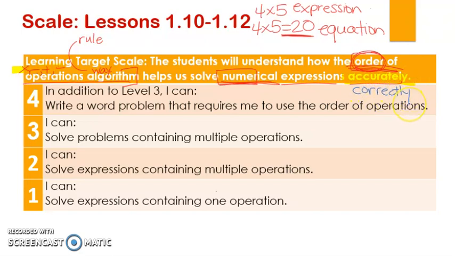So let's tie that all together. We want to use the order of operations rule to help us solve expressions the right way or correctly. And that's exactly what it means. And so our goal is to solve problems containing multiple operations, which means hopefully we can solve problems that have multiplication, division, addition, and subtraction, all in the same expression. Now let's find out how we do that.